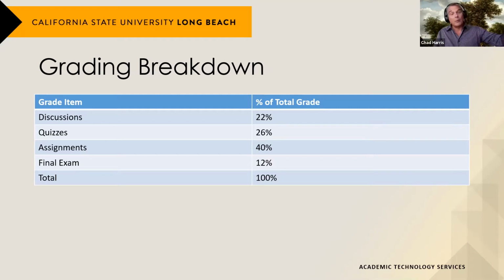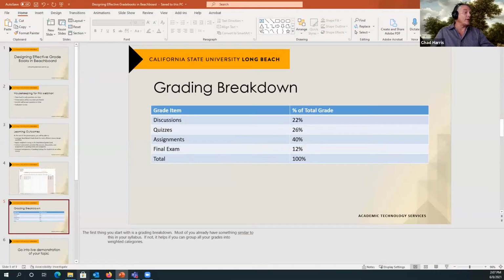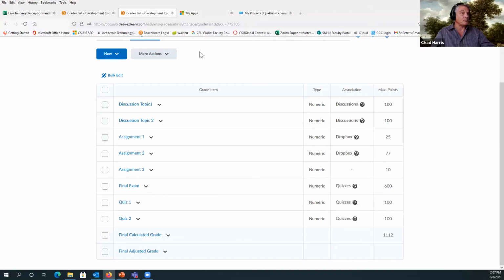So I'm starting with this concept of having a very precise grading breakdown on basic categories already established, with scores that add up to 100%. Okay, that's the best way to start. And I'm going to go out now and go right into our LMS and show you.